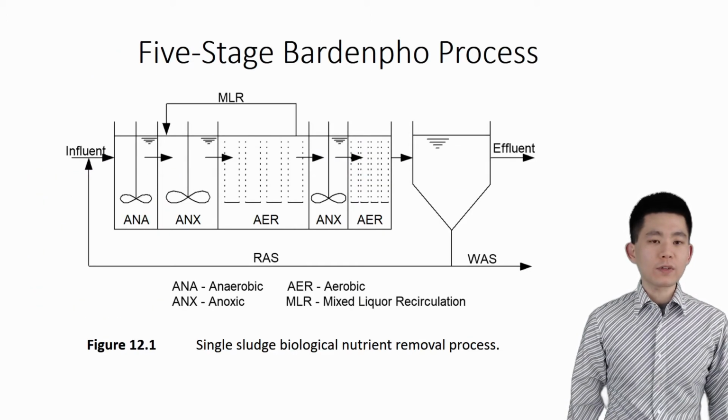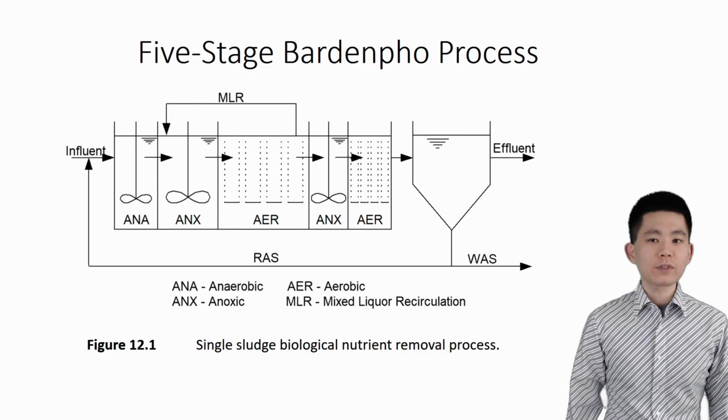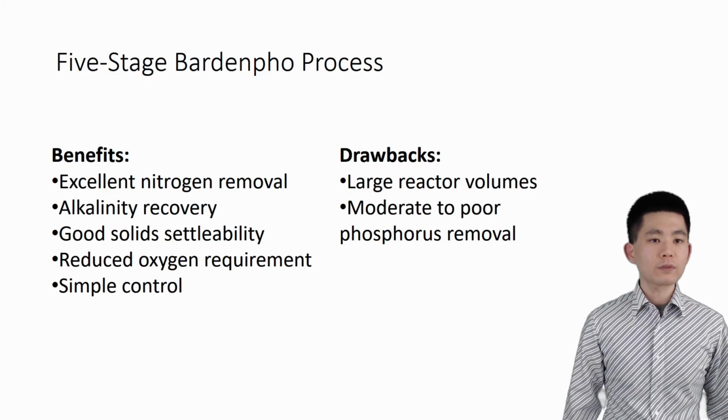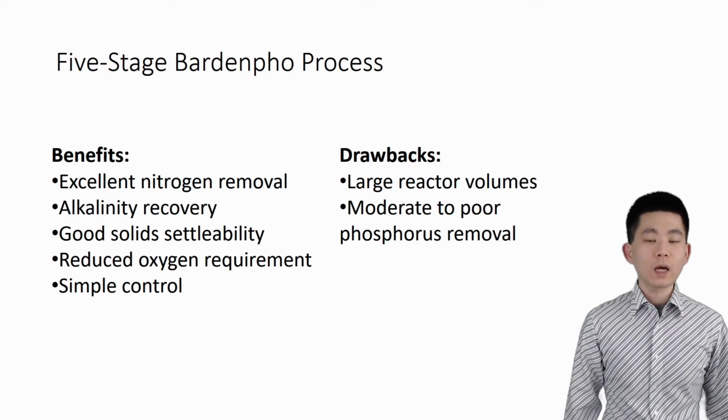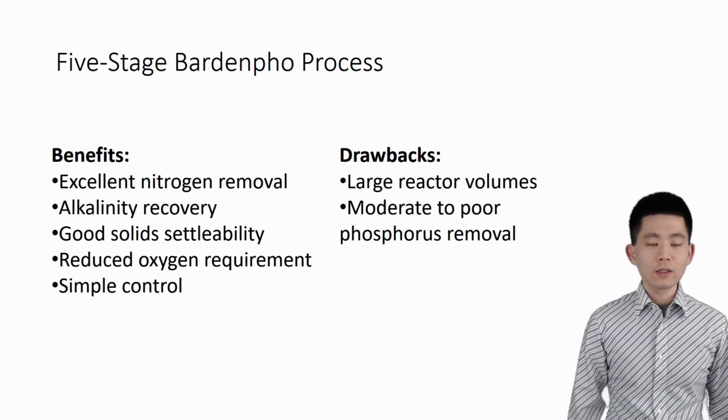5-stage Bardenpho is essentially adding an anaerobic zone at the beginning of a 4-stage Bardenpho for phosphorus removal. Like 4-stage Bardenpho, the 5-stage Bardenpho system also achieves high nitrogen removal rate through more complete denitrification in the last 2 stages. But its phosphorus removal efficiency is not improved upon the A2O system. On the contrary, sometimes even poorer phosphorus removal is seen from the 5-stage Bardenpho systems as a result of a low sludge production and wastage rate due to the long SRT.